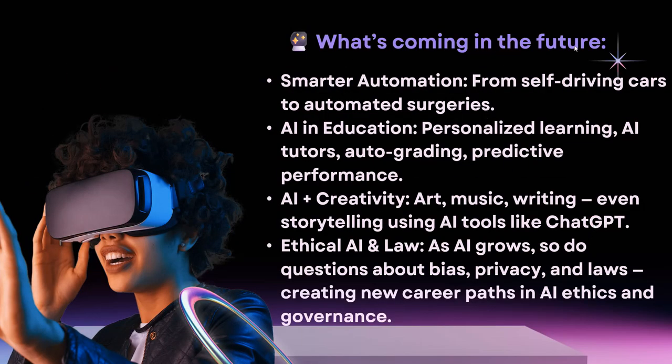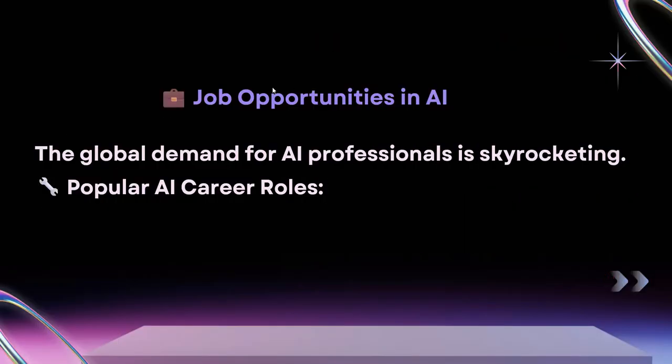What's coming in the future? Smarter automation, from self driving cars to automated surgeries. AI in education: personalized learning, AI tutors, auto grading, predictive performance. AI plus creativity will give you art, music, writing, even storytelling using AI tools like ChatGPT. Ethical AI and law: as AI grows, so do questions about bias, privacy, and laws, creating new career paths in AI ethics and governance.